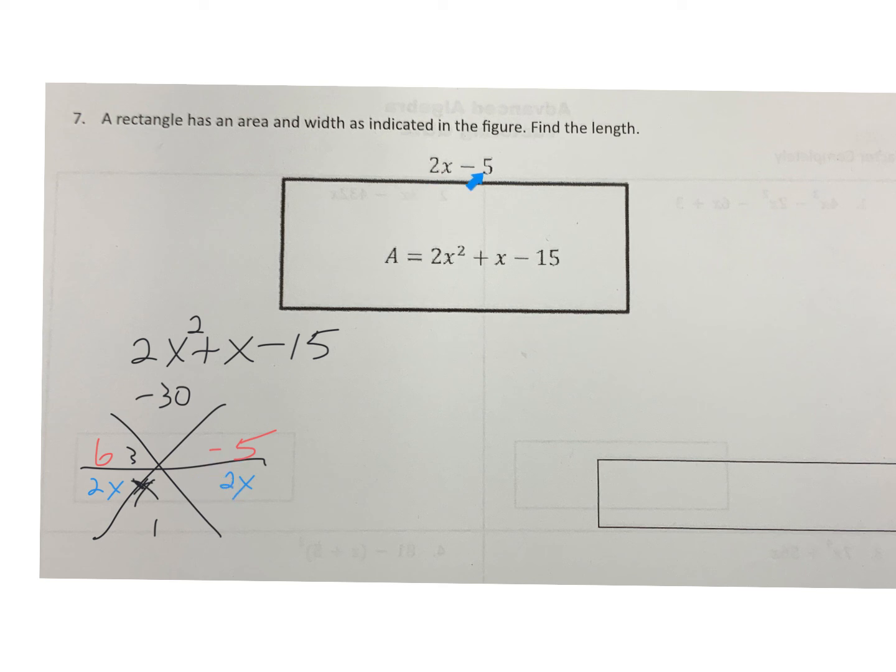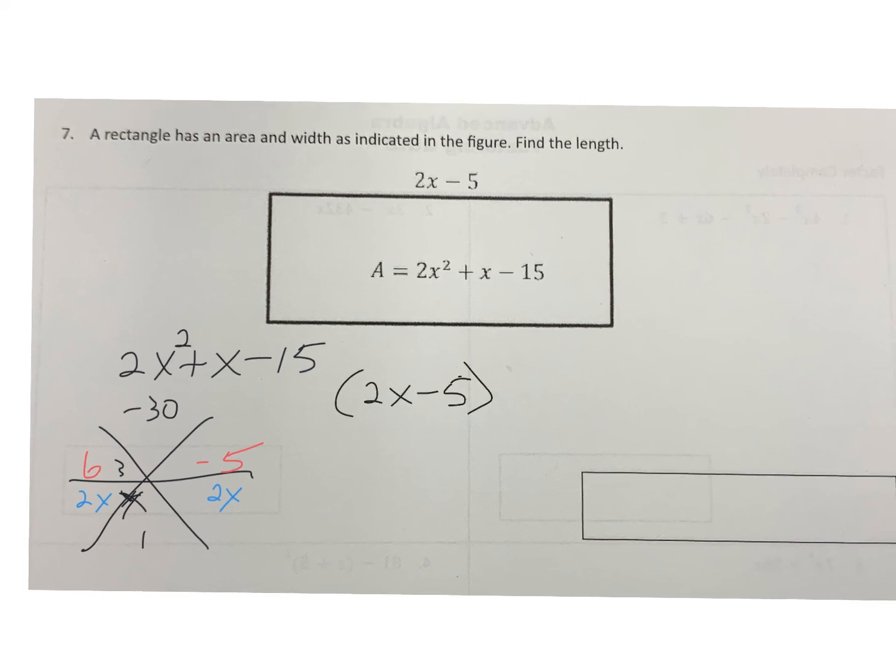That's actually the one that was given to you, 2x minus 5. So the factors are 2x minus 5 times the other factor, which is this simplified 1x plus 3. So we would say x plus 3. So technically, what we were looking for, the other measurement, the length, was x plus 3. All right, and that's a review of the quiz.